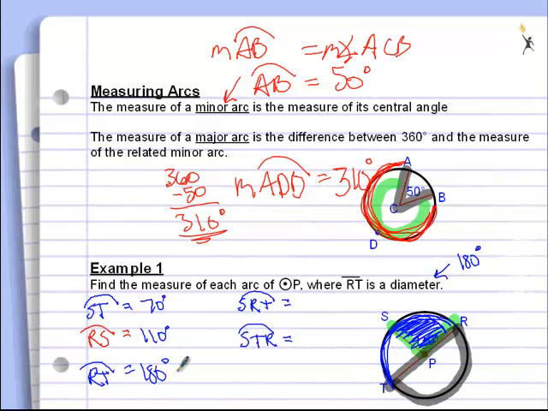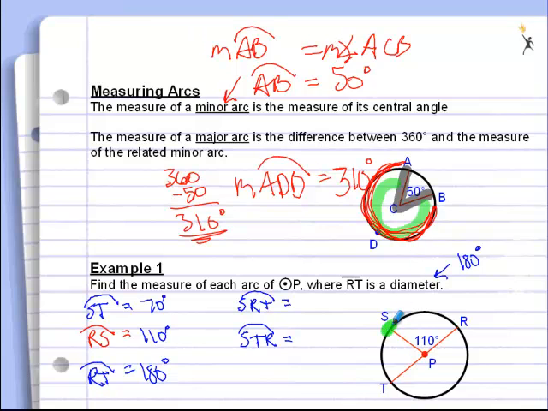And a semicircle equals 180 degrees. But then we get into SRT and STR. Now those are different, even though they're using the same letters, they're different based on which direction you go. And what I mean by that is this. Both of them start at S.